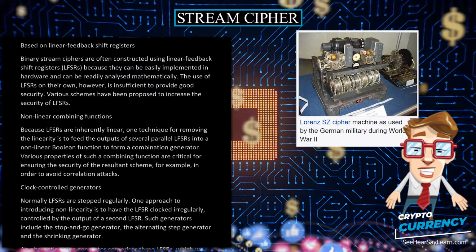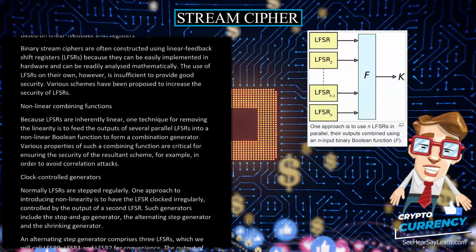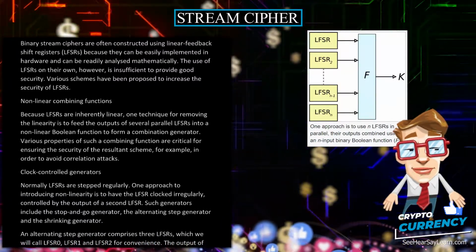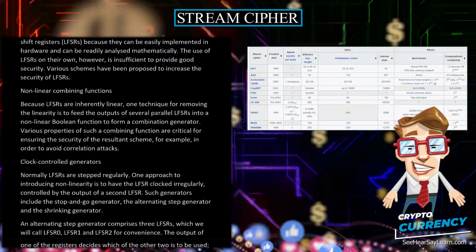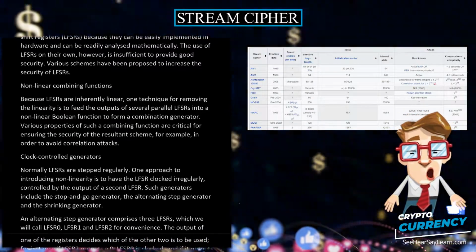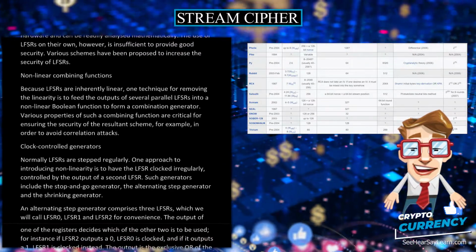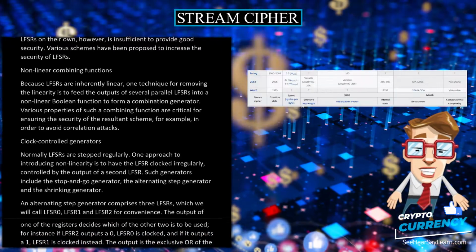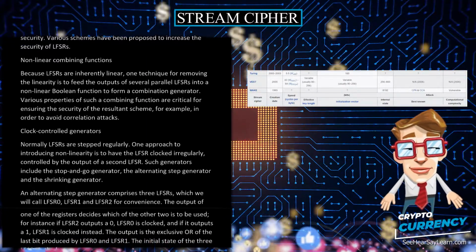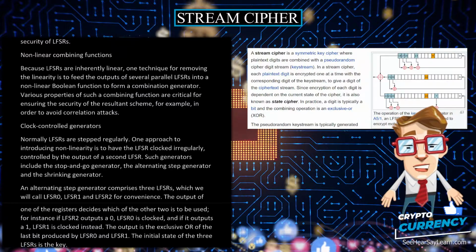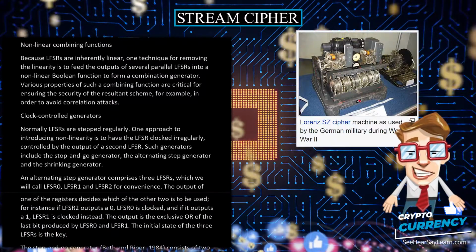Various properties of such a combining function are critical for ensuring the security of the resultant scheme, for example, in order to avoid correlation attacks. Clock-controlled generators. Normally LFSRs are stepped regularly. One approach to introducing nonlinearity is to have the LFSR clocked irregularly, controlled by the output of a second LFSR. Such generators include the stop-and-go generator, the alternating step generator, and the shrinking generator.